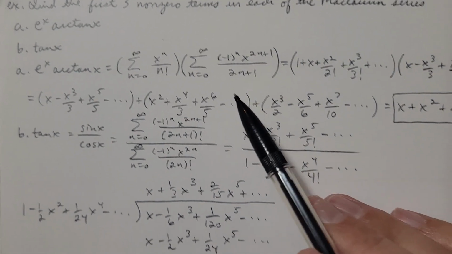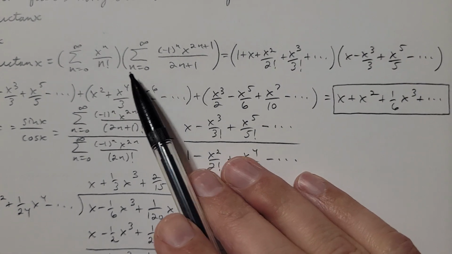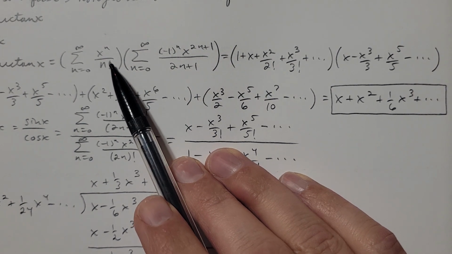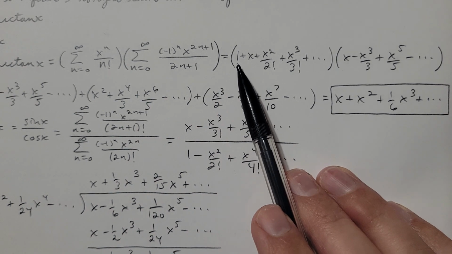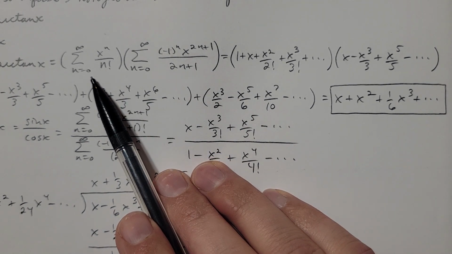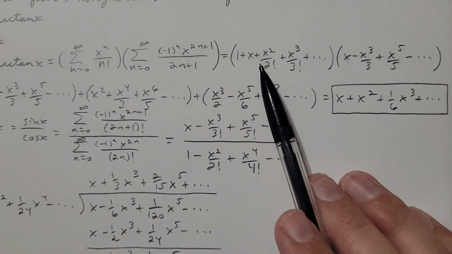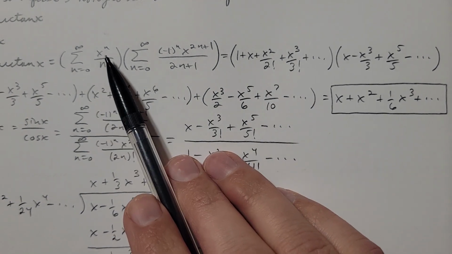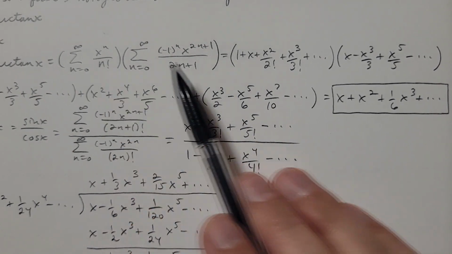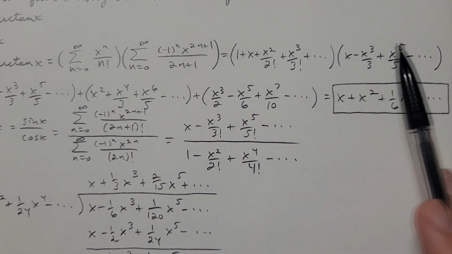Okay, and when I expand both of these out, when n is 0, 0 factorial is 1. Anything to the 0 power is 1, so I'm going to get 1 for the first term. When n is 1, I'm going to have x divided by 1 factorial. When n is 2, I'm going to have x squared divided by 2 factorial. When n is 3, I'm going to have x cubed divided by 3 factorial, plus etc.